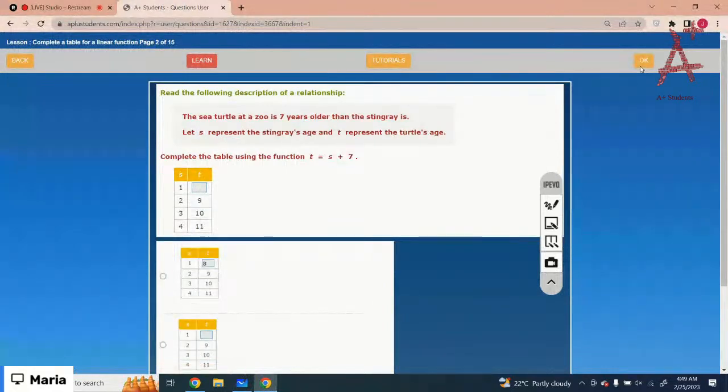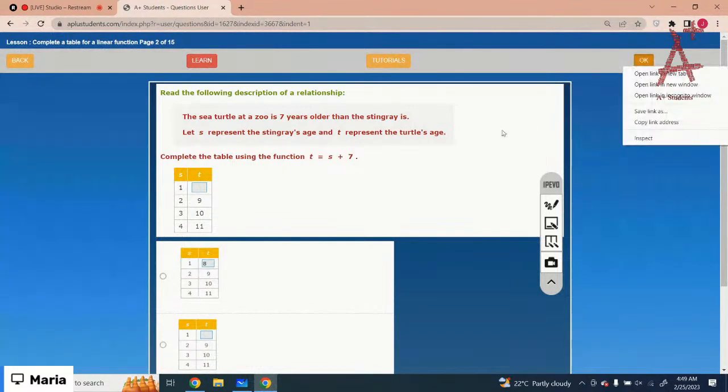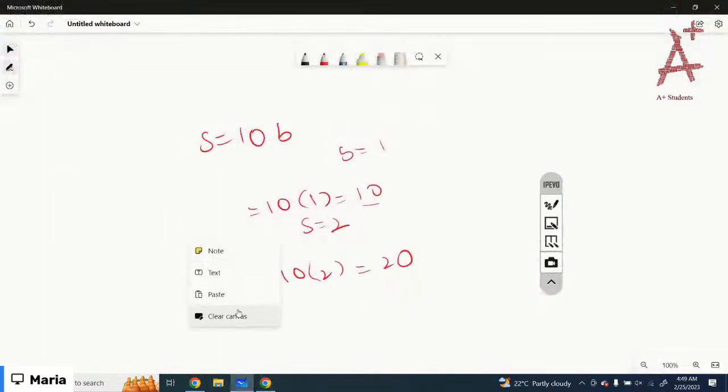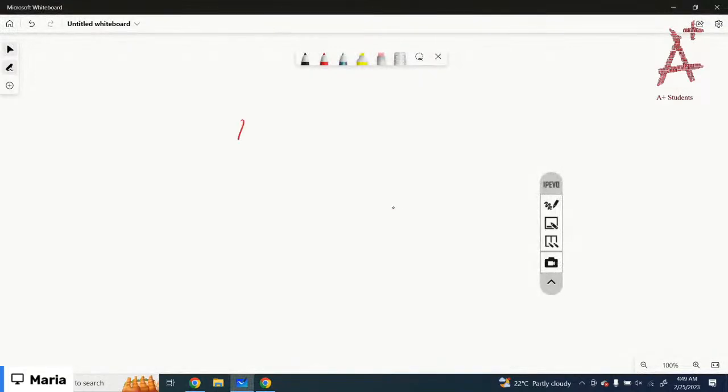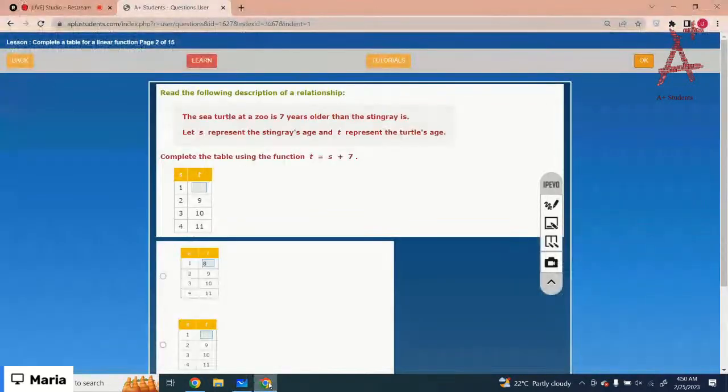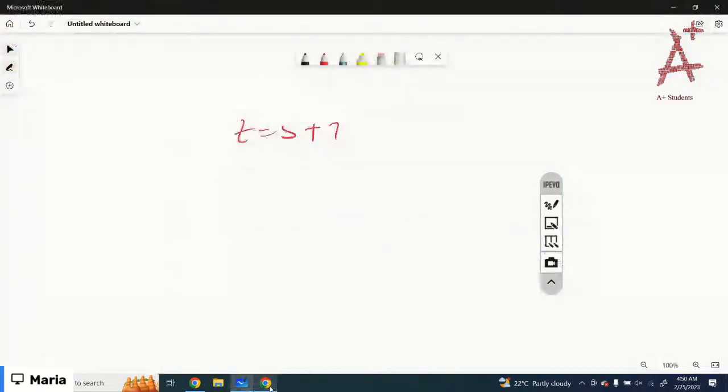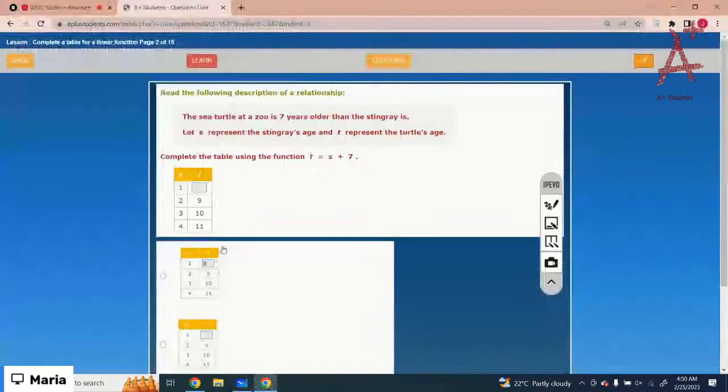Okay, the next one is the sea turtle at a zoo is 7 years older than the stingray. Let s represent the stingray's age and t represent the turtle's age. So t equals s plus 7. Okay, let's see what value of s you have. s equals 1. You have to calculate the missing value for s equals 1. So just replace that by 1. So it would be 7 plus 1 equals 8. That means when s equals 1, the value of t equals 8. Got it? The correct option is option number 1.